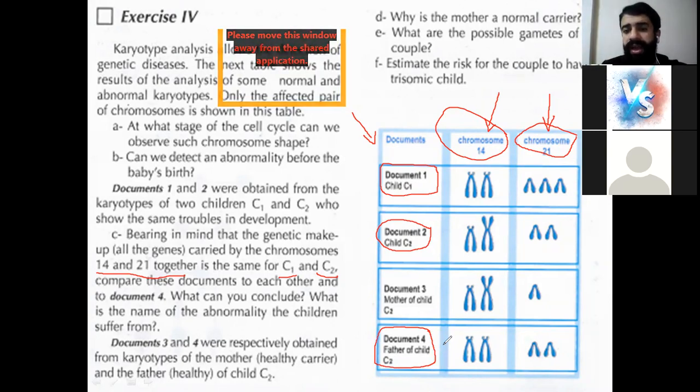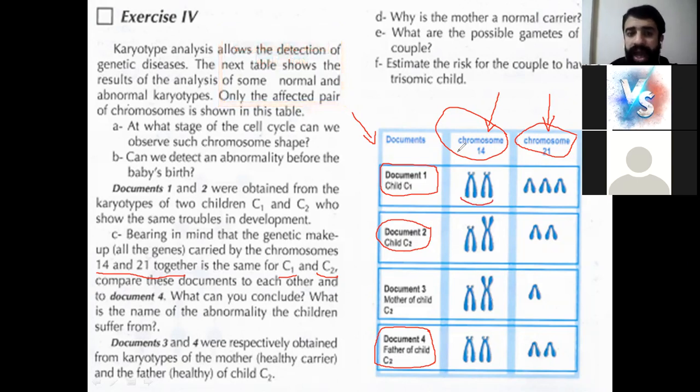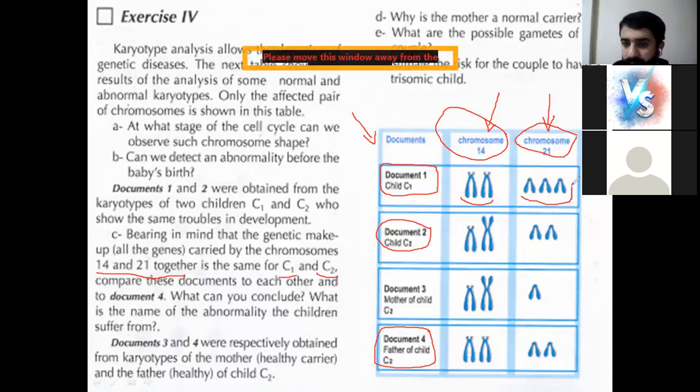First of all, let's start with document 1. Document 1, what do we have? Chromosome 14. These chromosomes 14 are homologous. We have two homologous chromosomes 14. While moving to chromosome 21, how many do we have? We have 3 instead of 2. Okay? We have 3 instead of 2.